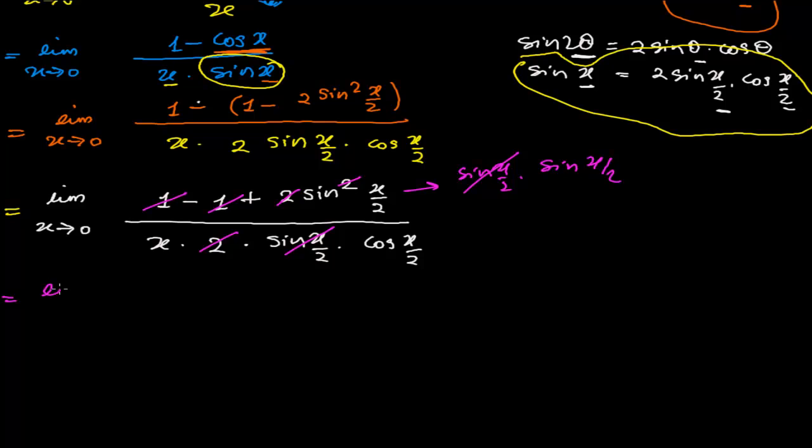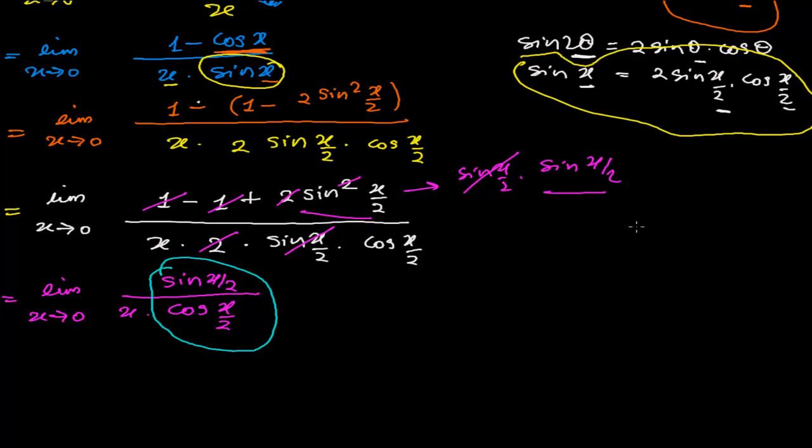And finally we're going to get limit when x tends to 0. There is nothing in the numerator except one sine x by 2, because the other was cancelled out, so 1 sine x by 2 is left. So I'm writing here sine x by 2 whole divided by x, and then times cos x by 2. I'm seeing something very good here. Sine x by 2 over cos x by 2. I think this formula is hitting in your mind: sine theta over cos theta is equal to tan theta. So I'm going to use it here.